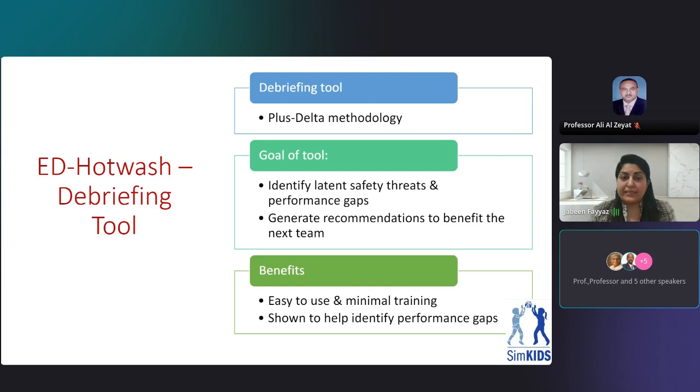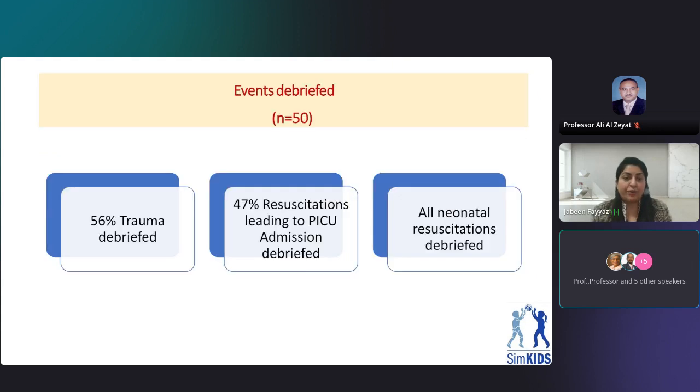We utilize the plus delta methodology. Plus delta methodology is talking about positive first and then talking about where are the areas for improvement. And the goal is to identify some latent safety threats and performance gaps and generate recommendations to benefit the next team and next resuscitation. And why is it useful? It is easy to utilize. There is minimal training needed, and you can still do it to identify performance gaps. And no big sim centers or costly mannequins are required for this.